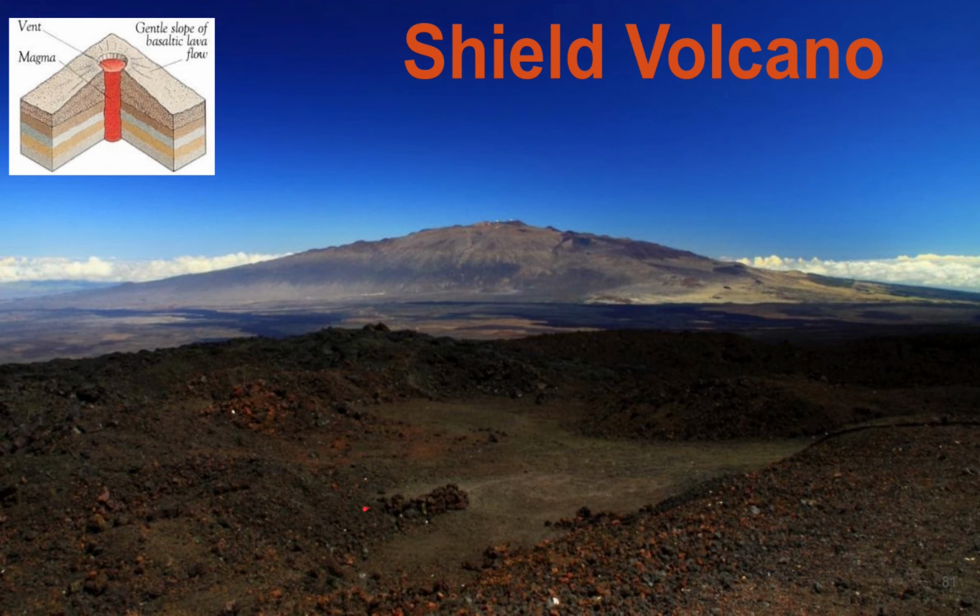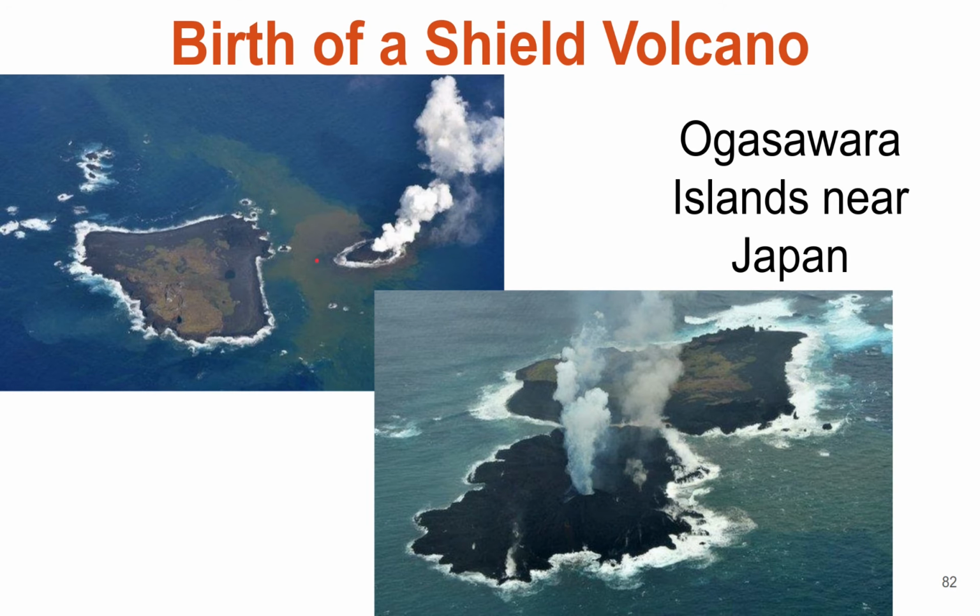So, here we've got a shield volcano. And these little bumpy things are probably all little cinder cones. All the little bumps you can see in profile, those are all probably cinder cones. Here we've got the birth of a shield volcano bubbling up out of the ocean, this very black, very fluid basaltic lava. And you can see it's incredibly flat, very, very flat.